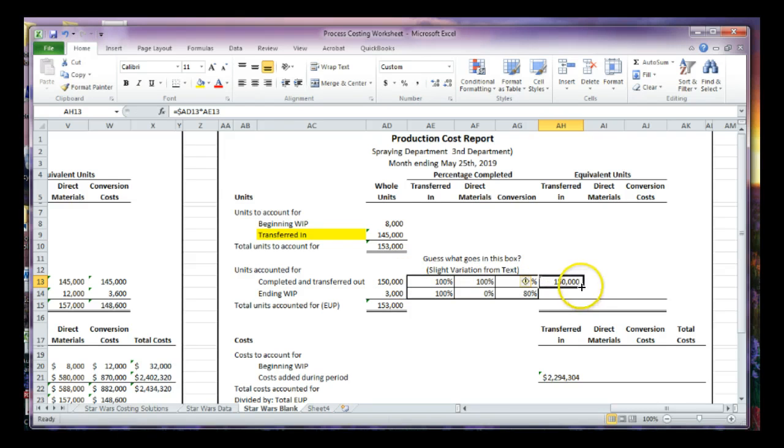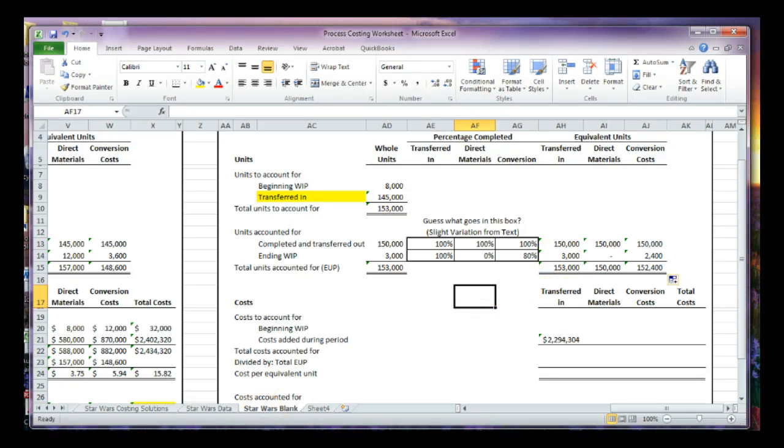And I think I can go down one. And I think I can go over. Yep, sure can. 80% times 3. Yep. And these are all summed up. So here's your equivalent units.